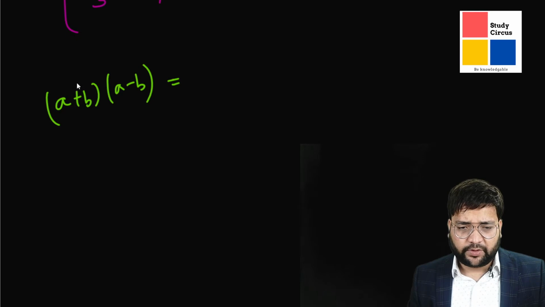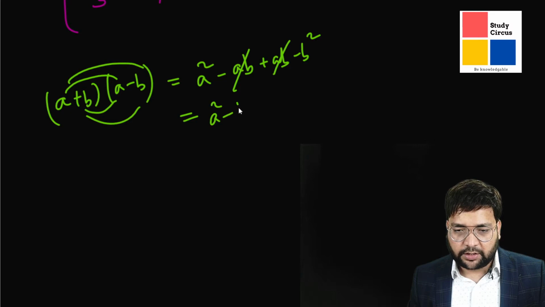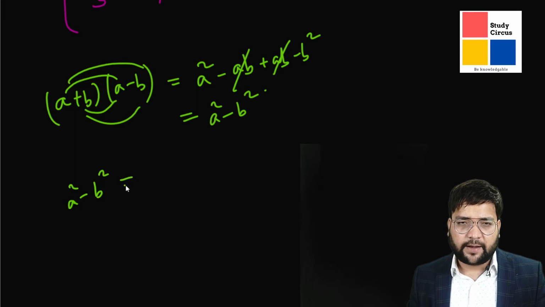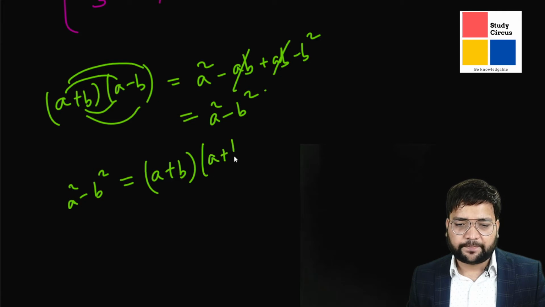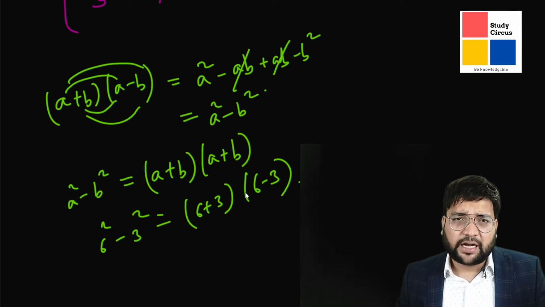If we multiply, a into a is a square, then a into minus b is minus ab, then a into b is plus ab, and then b into minus b is minus b square, right? So this cancels out. This is a square minus b square. So a square minus b square can be written as a product of its factors, like this. So 6 square minus 3 square is 6 plus 3 times 6 minus 3. This is the basic identity that we'll use.